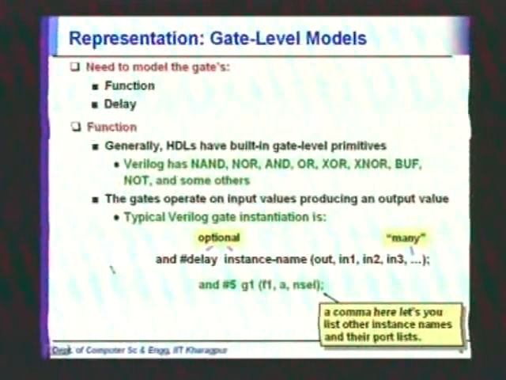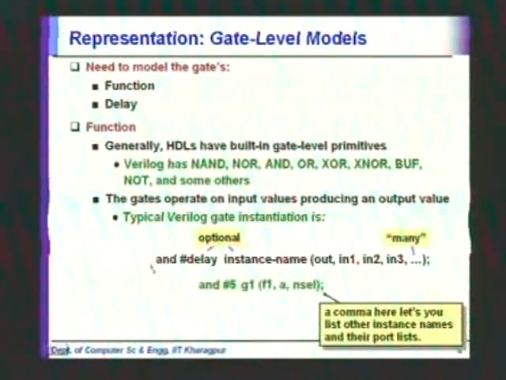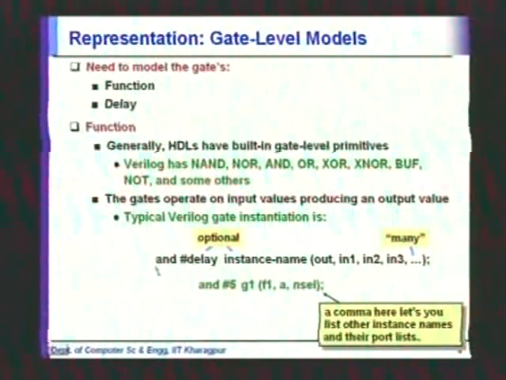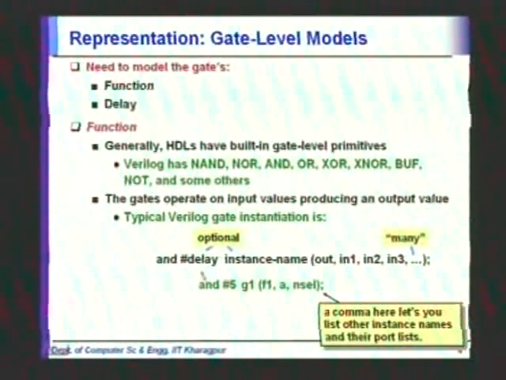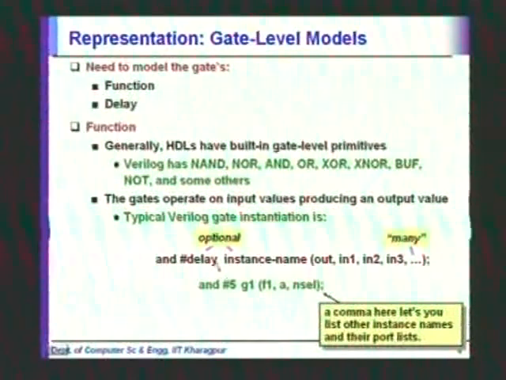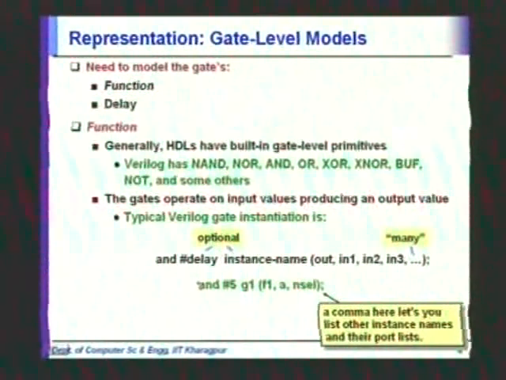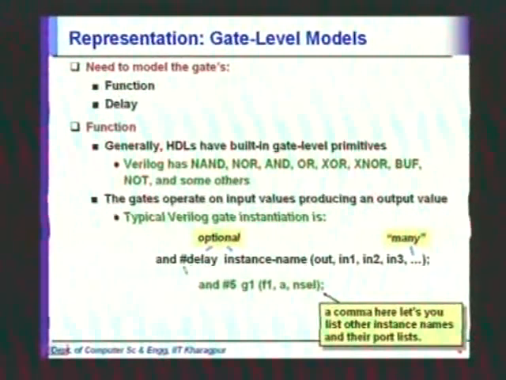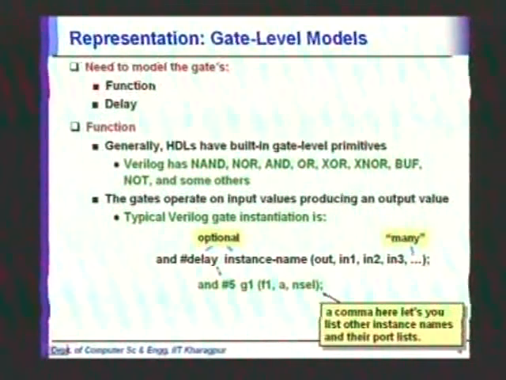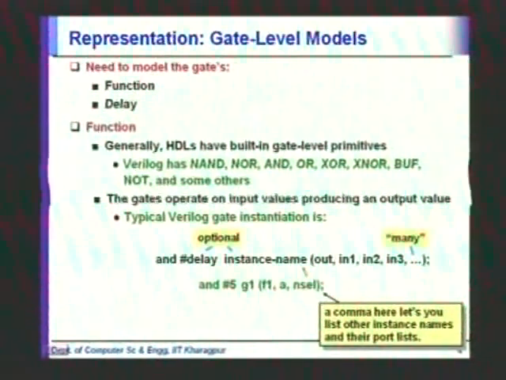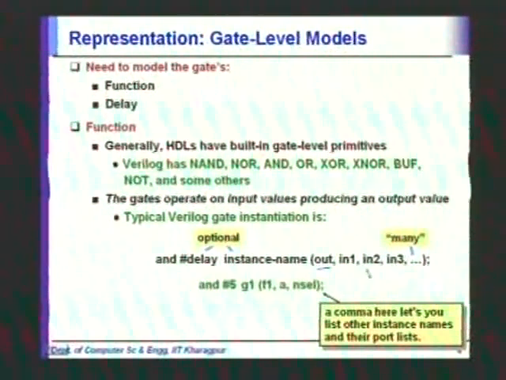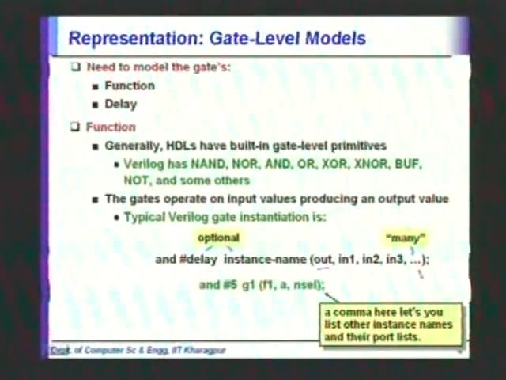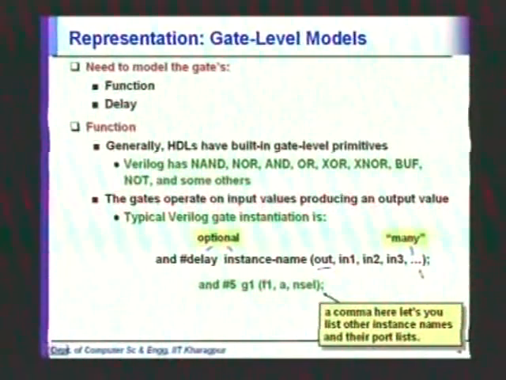The typical Verilog gate instantiation is of this type. You have the gate name or the type, which is one of these, and then you have the delay. Now this is optional to specify. Then you have the instance name, and then first is the output of the gate, and then the inputs of the gate. So you can have 2-input, 3-input, 4-input, as many inputs as you want.